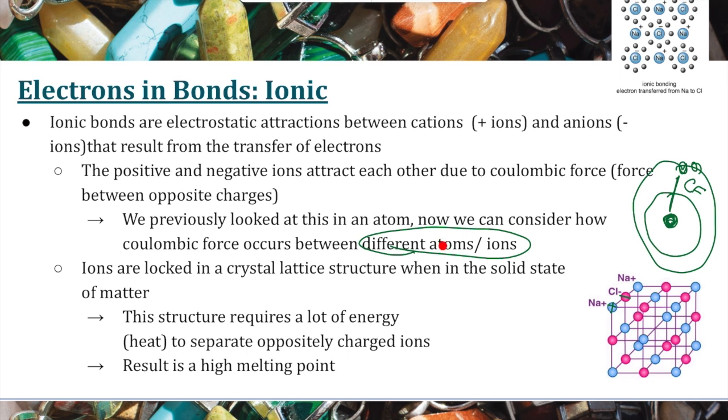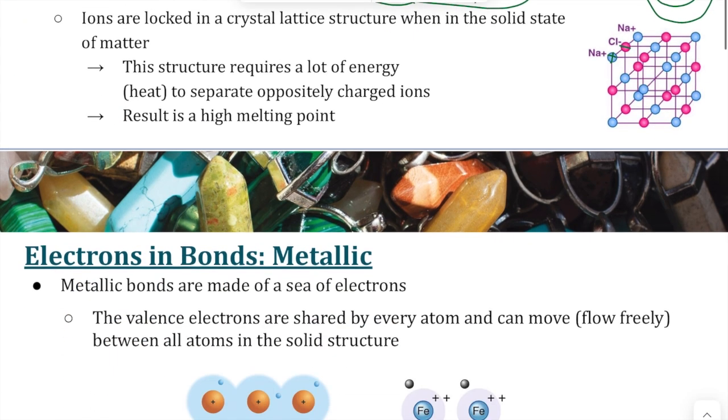And because we have those different ions, our ions are locked in a crystal lattice structure when they're in a solid state for ionic compounds. And this structure requires a lot of energy in the form of heat in order to separate those oppositely charged ions because of that high, strong Coulombic force holding those ions together. And so that results in a high melting point. And so discussing the structure and how that leads to these different properties.